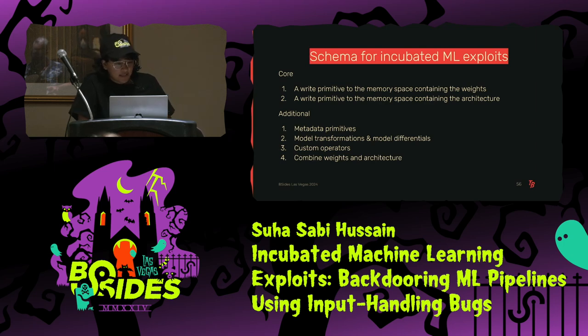So I made this schema for incubated ML exploits. This is just one piece of a more formal model of exploitation. I'll talk about this just at a very high level to shed some light on the terrain here. If you want to pull off an incubated ML exploit, you need a write primitive for the weights or the architecture. And the proof of concepts point to some additional capabilities. Side note, you probably want read primitives as well. But with the safe tensors parser differential, you saw that access to metadata could enable both types of backdoors.